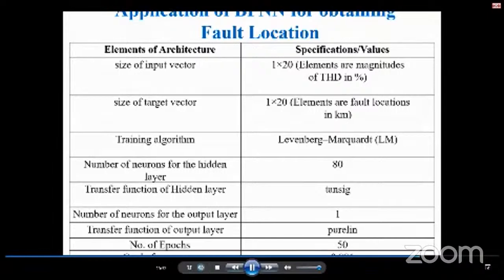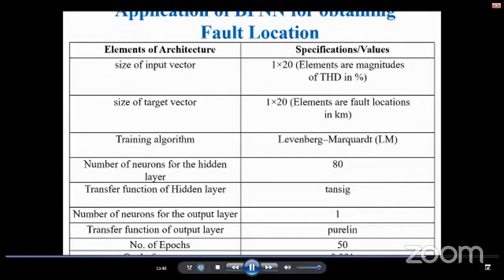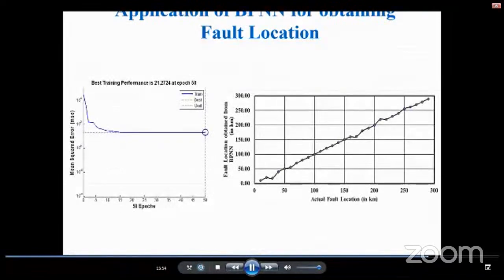I have many papers in which the fault locations have been obtained successfully. So this has worked successfully in many of the earlier research works, in my works as well as in other works of power system fault analysis. The number of neurons, the transfer functions, all the specifications are given over here, along with the number of epochs and the goal of accuracy.